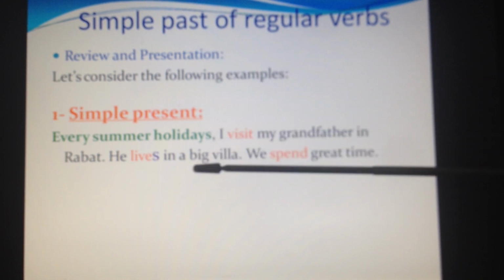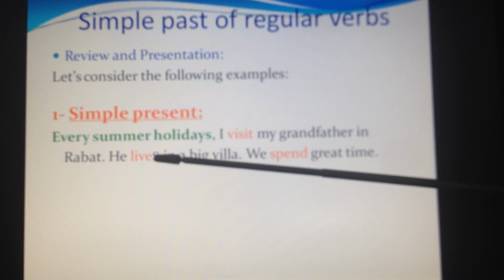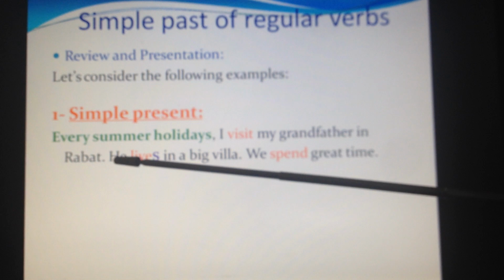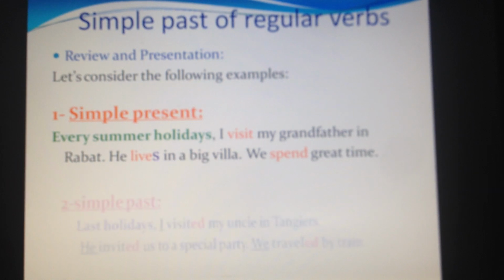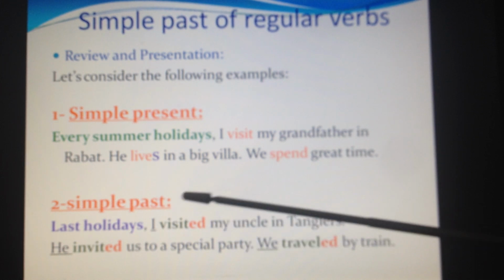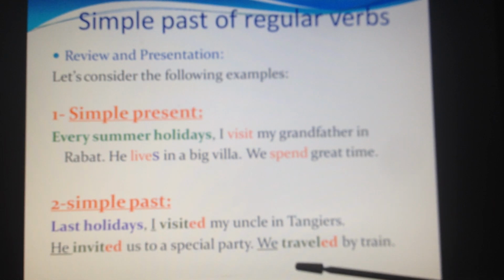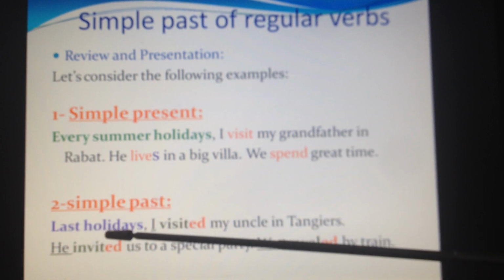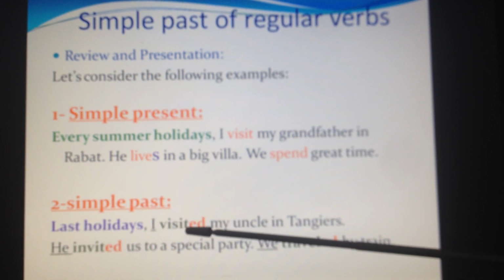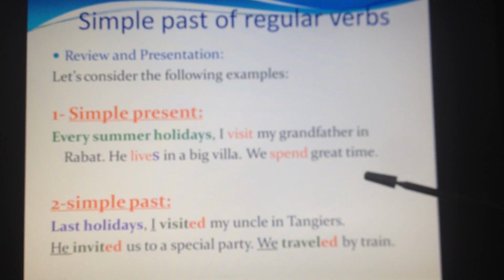So remember in class we studied simple present. We agreed that the only difference is the S that is used with he, she, and it. Okay, now simple past. Last holidays I visited my uncle in Tangier. He invited us to a special party. We traveled by train. So notice this is only last holiday, so this is in the past. I visited my uncle. He invited us. We traveled by train. So notice the verb here.